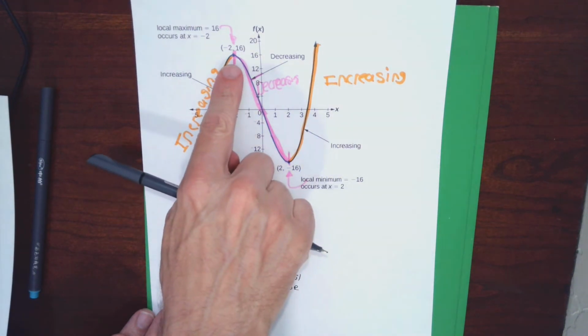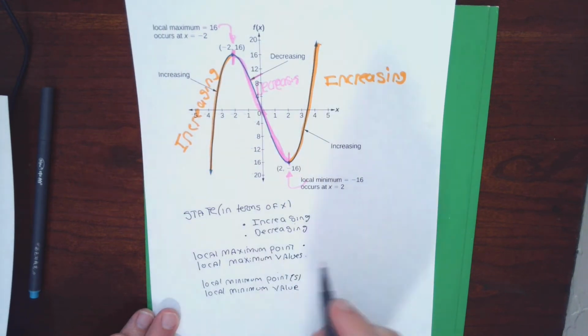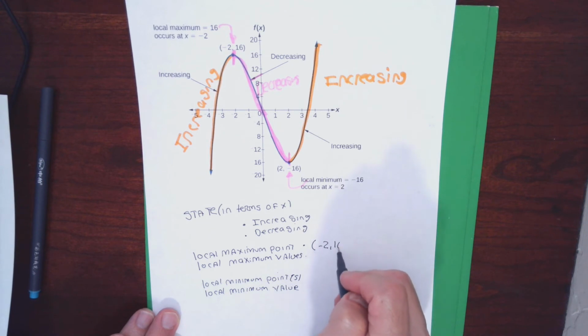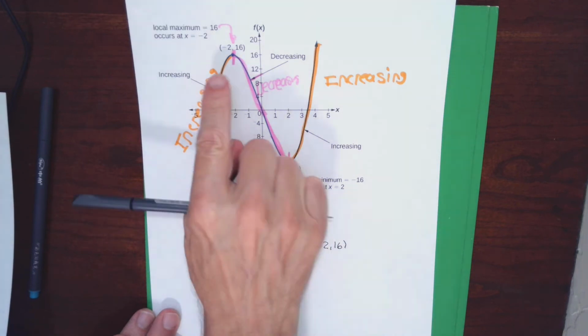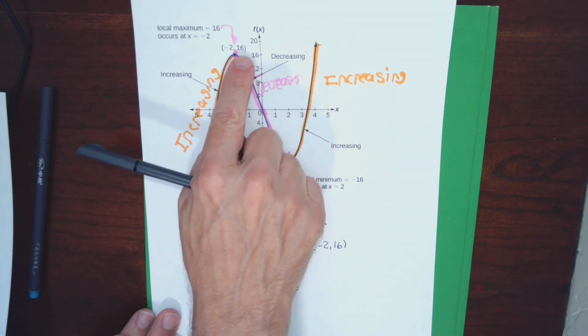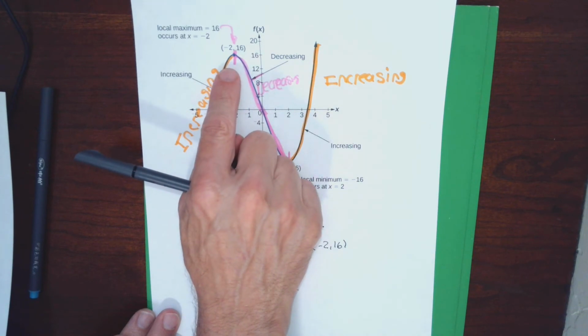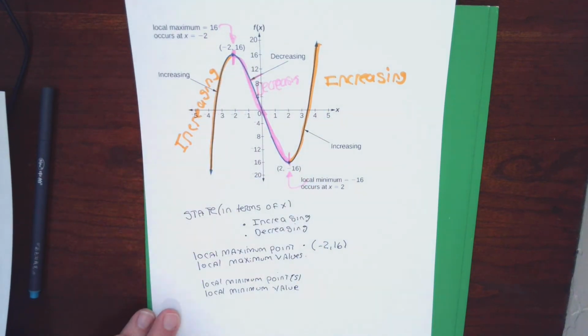So that point is a local maximum point. It's higher than anything close to it. So for this graph, to identify the local maximum point, it's the point -2, 16, which means any point that's close to it, its y is going to be less than 16. Some of the points have x's less than -2. Some of the points close to it have x's bigger than -2. But all of the points close to it have y's less than 16.